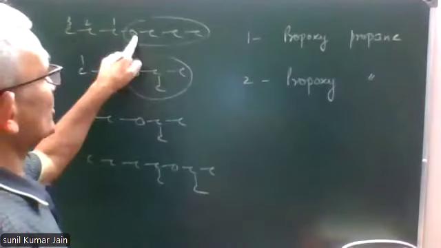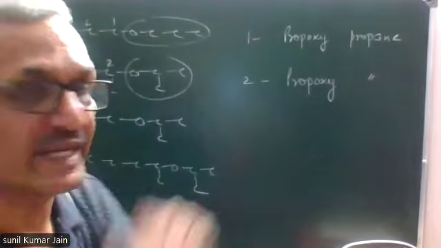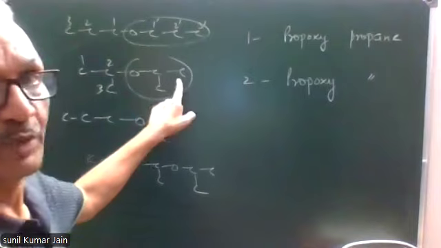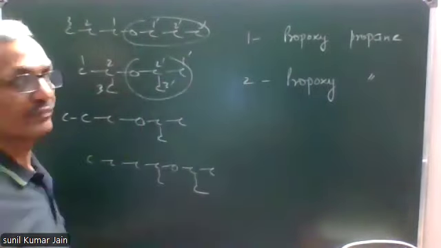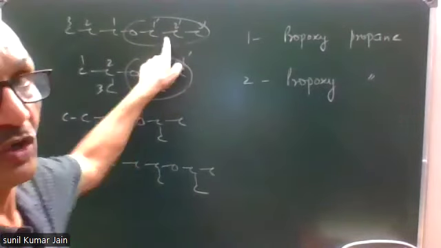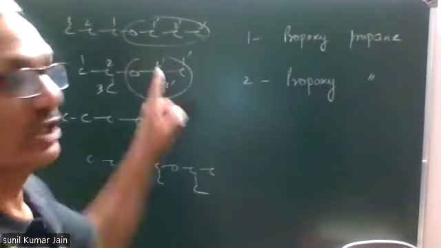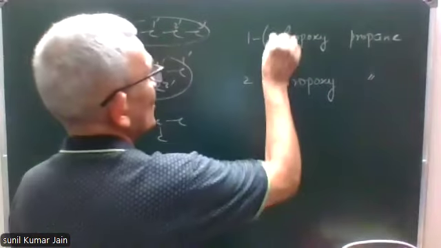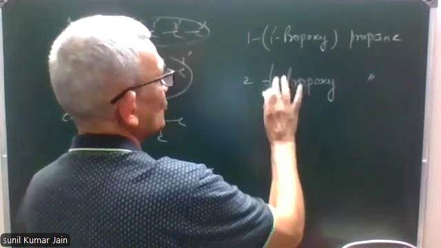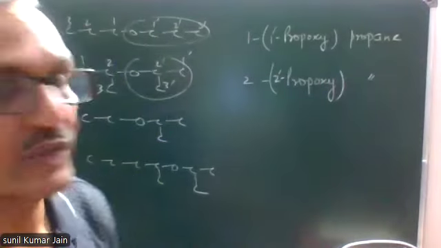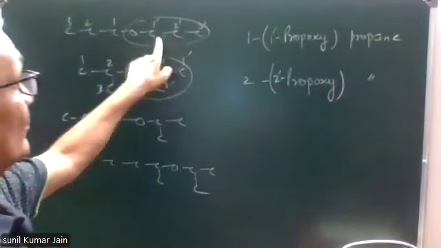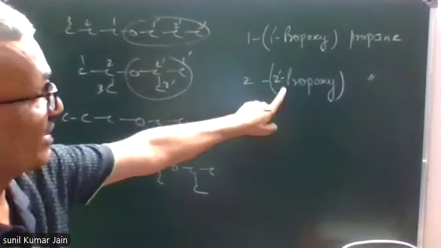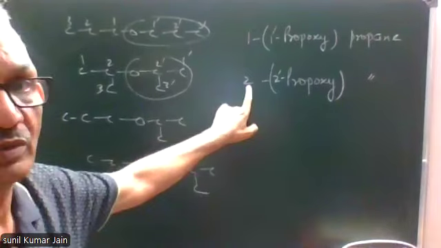In the first case, oxygen is forming bond with carbon number 1 of propyl. These carbon atoms of propoxy will be counted as 1 dash, 2 dash, 3 dash. This propoxy will be called 1 dash propoxy and this will be called 2 dash propoxy. Then only we'll be able to distinguish one propoxy from the other. So this is 1 dash propoxy. This is 2 dash propoxy. Now look at the IUPAC name. 1 dash propoxy attached to carbon number 1 of propane. In this case, 2 dash propoxy, this one, attached to carbon number 2 of propane.